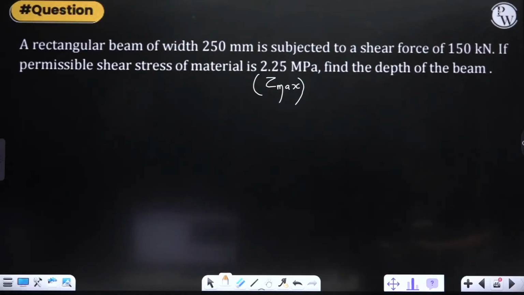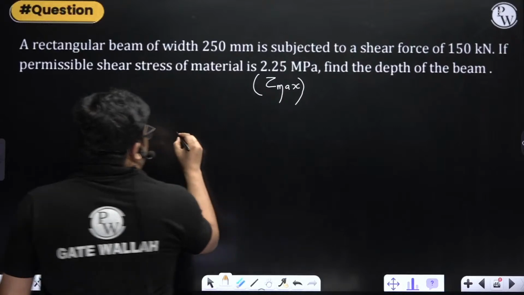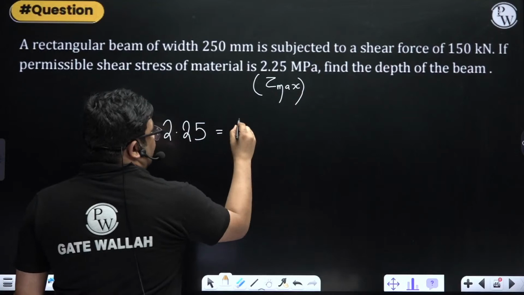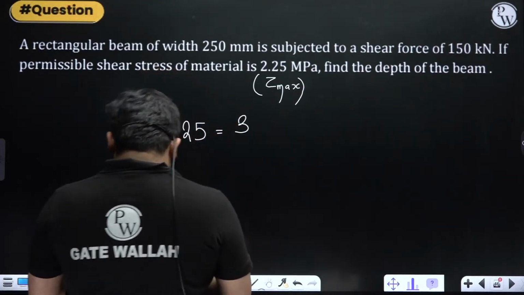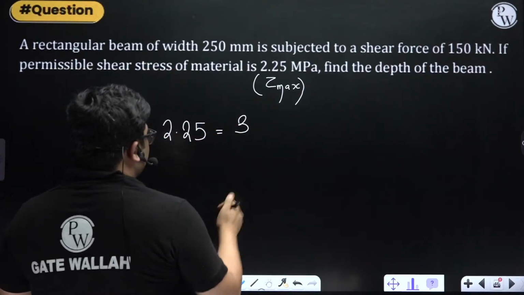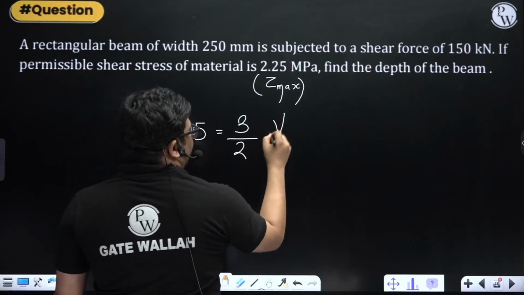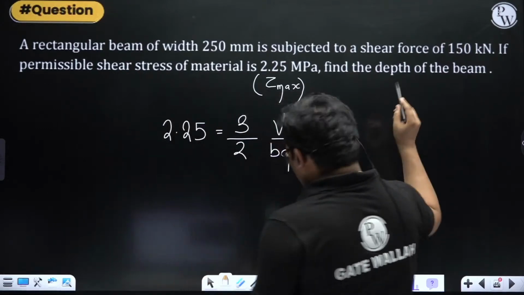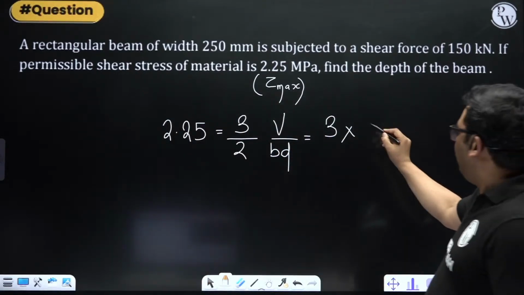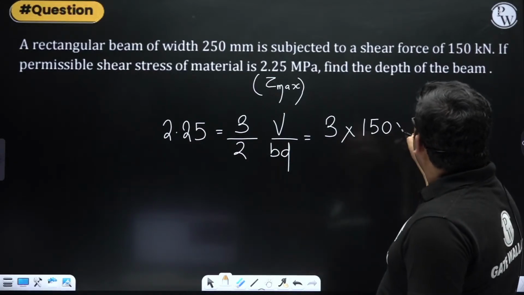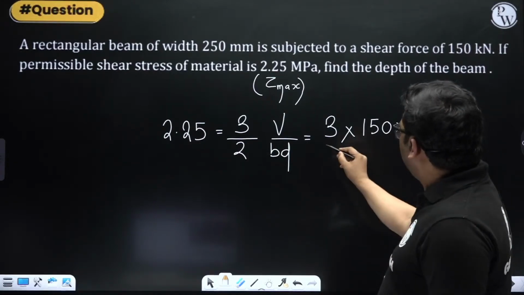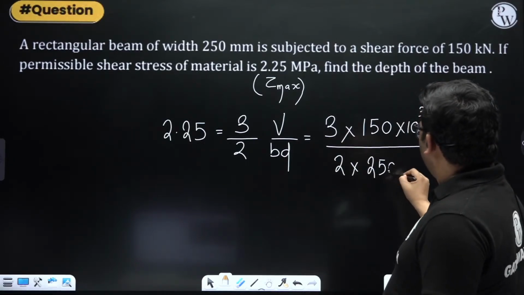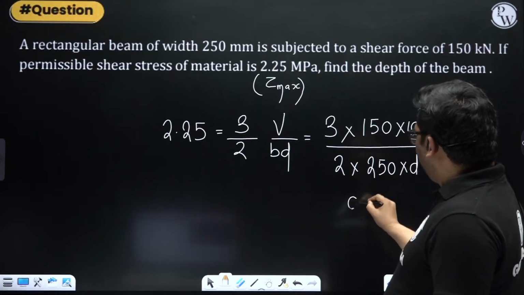Solved. 266 something. Let us see. So 2.25 MPa is the maximum shear stress. This is rectangular, right? Rectangular means 3 by 2 of V upon BD, right? Don't forget to convert the units. So 150 into 10 to the power 3 convert to Newton. B is given as 250 and we have to find out D. So very easy, from here you can find out D.